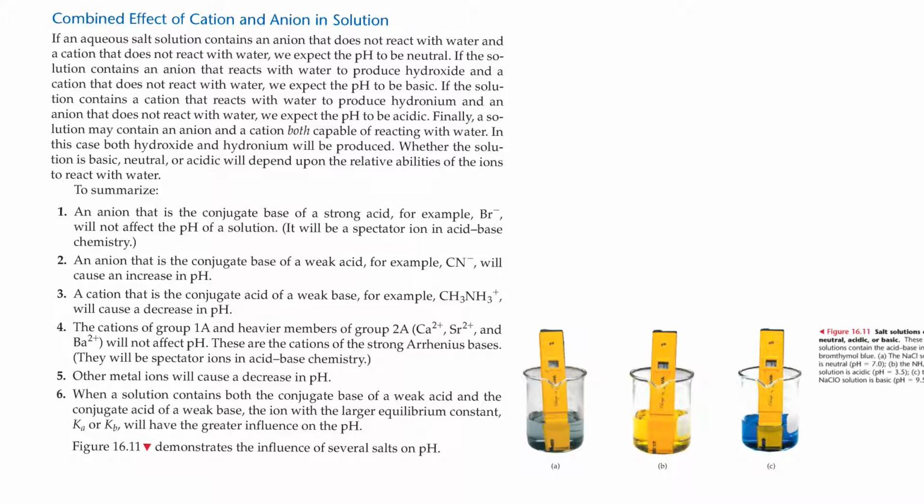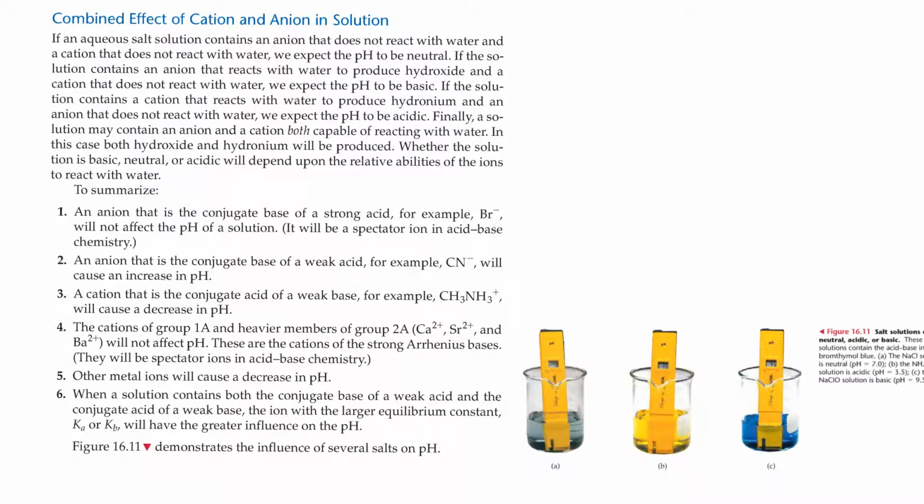2. An anion that is the conjugate base of a weak acid, for example, cyanide, will cause an increase in pH. 3. A cation that's a conjugate acid of a weak base, for example, CH3NH3⁺, will cause a decrease in pH. 4. The cations in group 1A and heavier members of group 2A, calcium, strontium, barium, will not affect the pH. These are cations of strong Arrhenius bases. They will be spectator ions in acid-base chemistry. 5. Other metal ions will cause a decrease in pH.